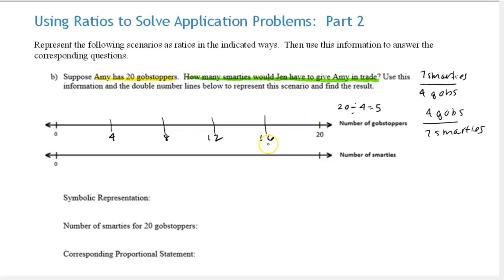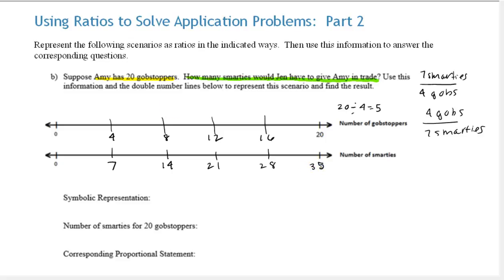So now what is this going to be in terms of the number of Smarties? Well, let's start with our ratios. We know that 4 Gobstoppers corresponds to 7 Smarties. So where there's 4 Gobstoppers, I'm going to correspond that with 7 Smarties. I'm going to break this into the same number. 8 Gobstoppers would be 2 times 7 Smarties, or 7 more. And here we'll keep adding 7s until we get to the end, which is 35.